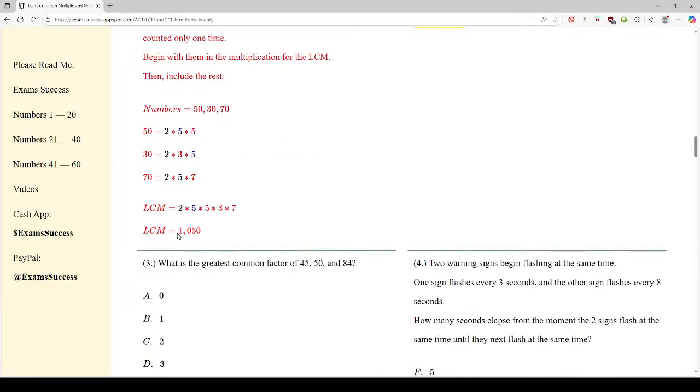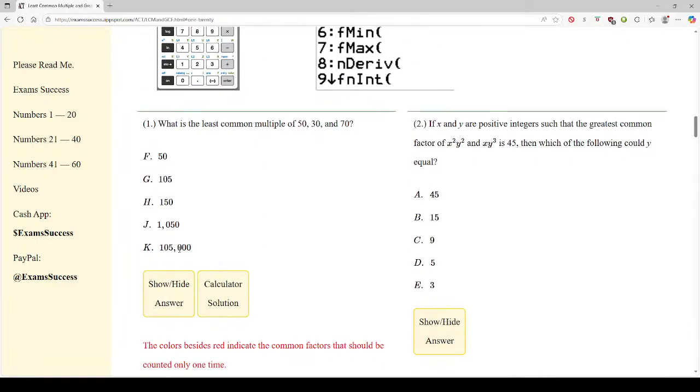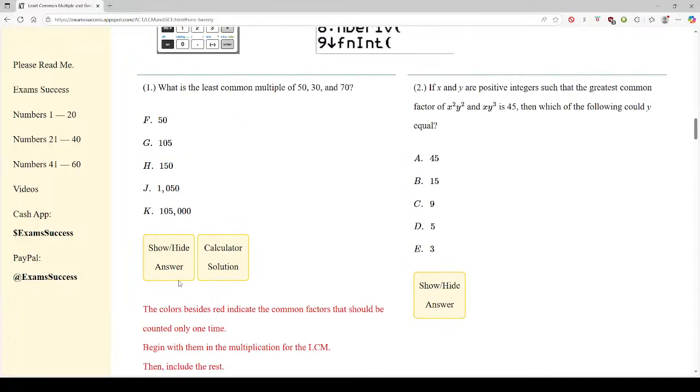So that is how we got this. I know this question just says LCM, but that's how we got it, 1050. Now, look at number 2. What if we have variables instead of numbers? The calculator is not everything, so it's good to also know this very well. Let's go ahead and do number 2.